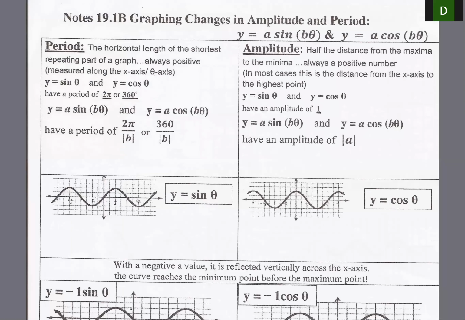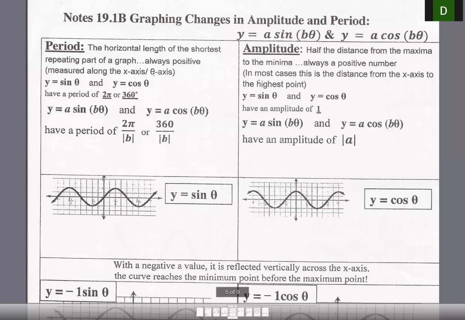Okay, so 19.1b, you can kind of look over the top part again. That should be our review. I'll just add a little b here where it needs to go. So most of this, like I said, is all the same stuff we've been doing. So technically the formula is 360 over absolute value of b, but again, I don't always put the absolute value bars because in this class, b is always going to be positive.